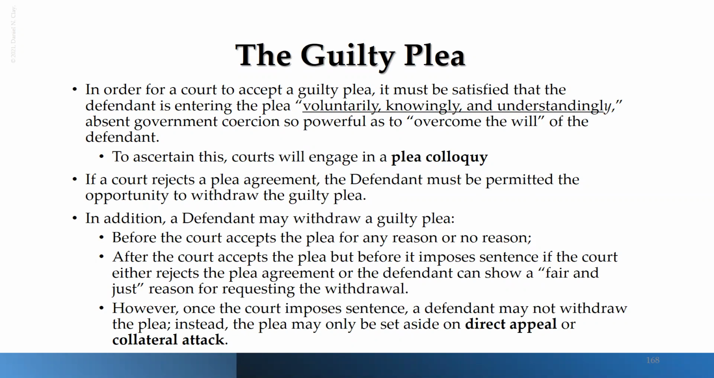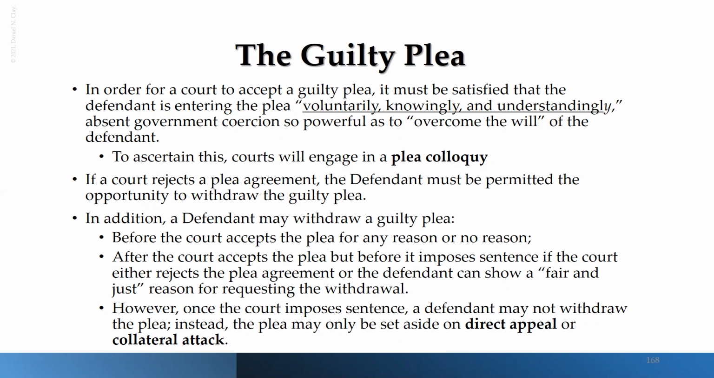You have to do so knowingly and understandingly. So basically, you have to understand what the terms of the plea mean and what it means to plead guilty, what you're giving up, right? You have to be informed of all of that. So in deciding whether somebody is entering a guilty plea voluntarily, knowingly, and understandingly, the courts will often engage in what's called the plea colloquy. In the colloquy, the court will ask the defendant a series of questions, right?